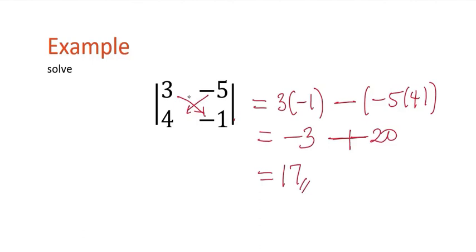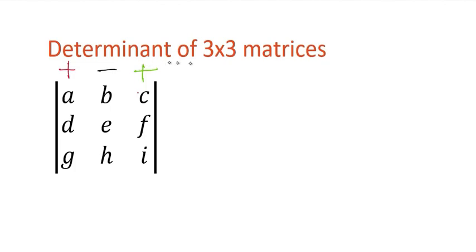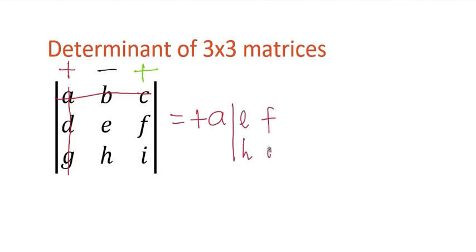Now let's look at the determinant of 3 by 3 matrices. To get the determinant of a 3 by 3 matrix, we have the sign convention plus minus plus. So we take plus A. We cancel the column of A and the row of A. Then we are left with E F H I, then we get the determinant of E F H I.